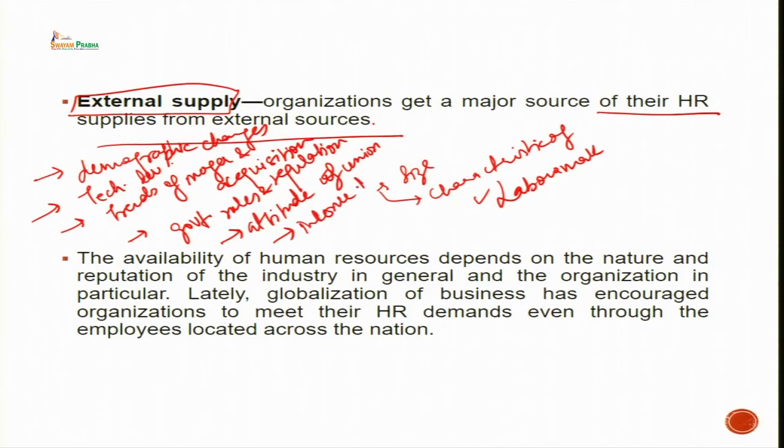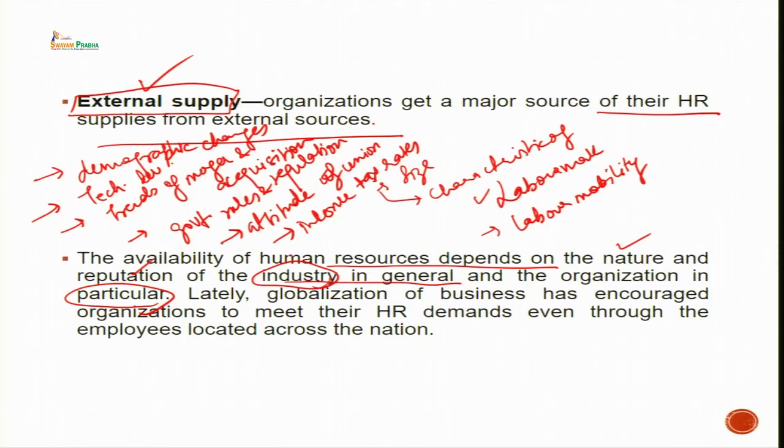Then there can be income tax rates, what are the prevailing ones, and labor mobility to be studied well before we go for identifying the external supply of human resources. So, the availability of human resources outside the organization will depend on the nature and reputation of the industry in general and the organization in particular. If the industry is a well sought-after industry, you may have a large number of candidates interested in working in your organization, but if it is not an industry which offers a lucrative profile to people, probably that is not much sought after, so there can be fewer people who are attracted to apply for those positions.